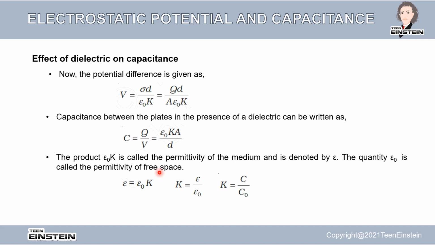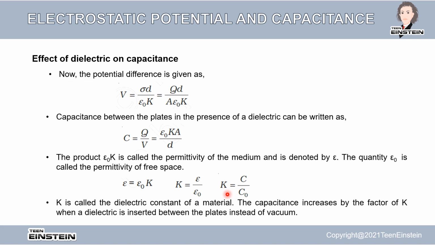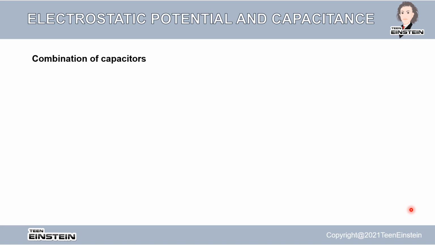So it's very obvious that when you put a dielectric, the capacitance of the capacitor actually increases by a factor of k. So C0 is the capacitance when there is vacuum, and C is the capacitance when there is dielectric. So obviously C equal to K multiplied by C0. So this gets multiplied by the factor K. So if you want to increase the capacitance of a capacitor, you can just insert a dielectric in between. So K is called the dielectric constant of a material. The capacitance increases by the factor of K when a dielectric is inserted between the plates instead of vacuum.